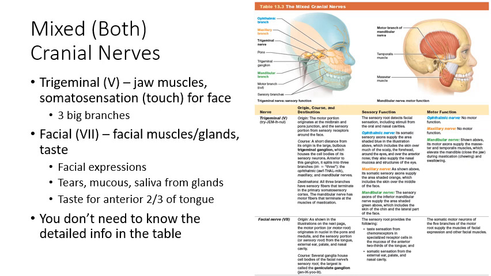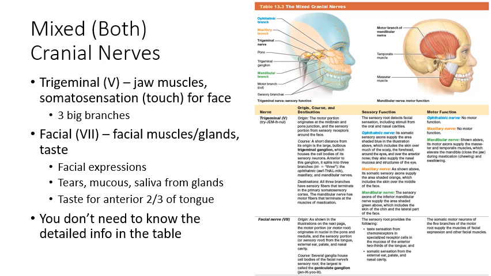The rest of the cranial nerves are all mixed nerves, so they're carrying sensory information and they're carrying motor information. The first of those is the trigeminal nerve, which is cranial nerve 5. That's the biggest cranial nerve. It's called the trigeminal nerve because it has 3 major, large branches to it. It's controlling the jaw muscles, and it also carries somatosensation for the face, and somatosensation is just your sense of touch.